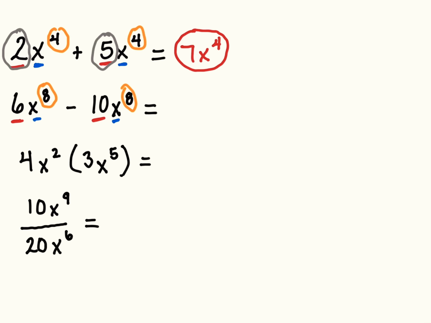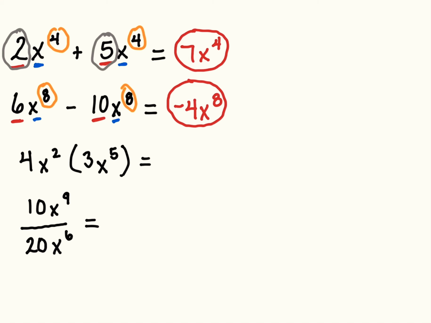Okay? So subtraction, same rules apply. We have 6 and a negative 10. So it's 6x to the 8th minus 10x to the 8th. So 6 minus 10 is a negative 4. And then x to the 8th goes next to it. Don't make the mistake of adding the exponents. Leave those, okay? So that's called combining like terms with your coefficients, your exponents, and then your variables as your base.